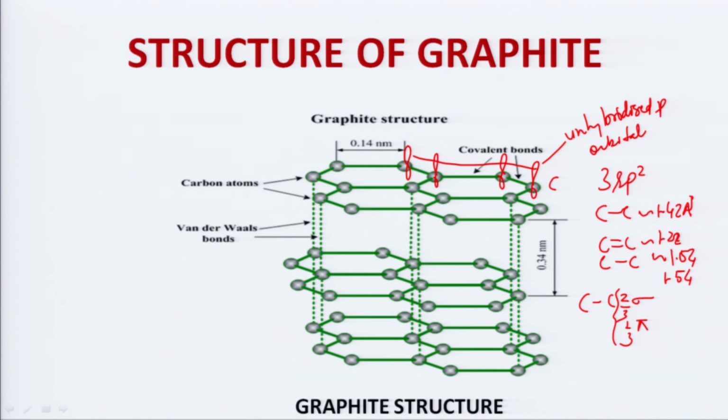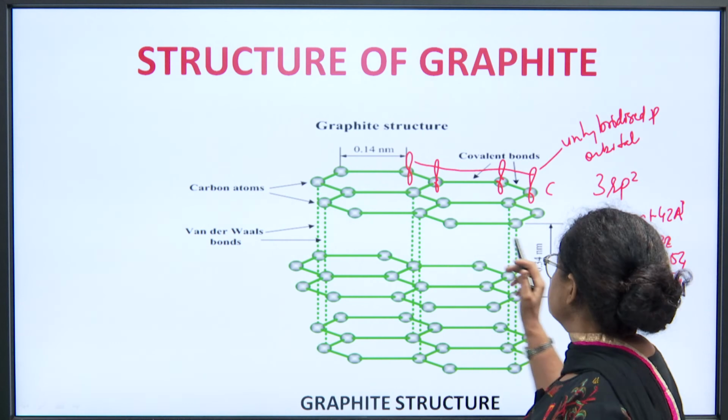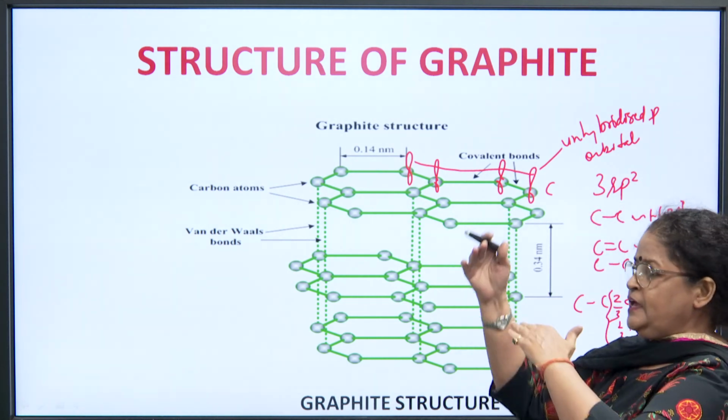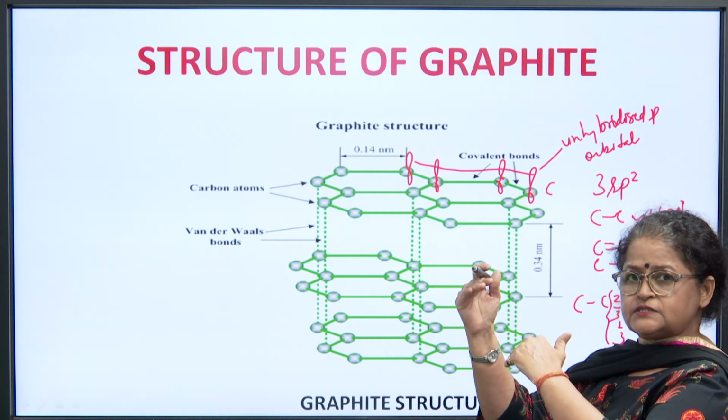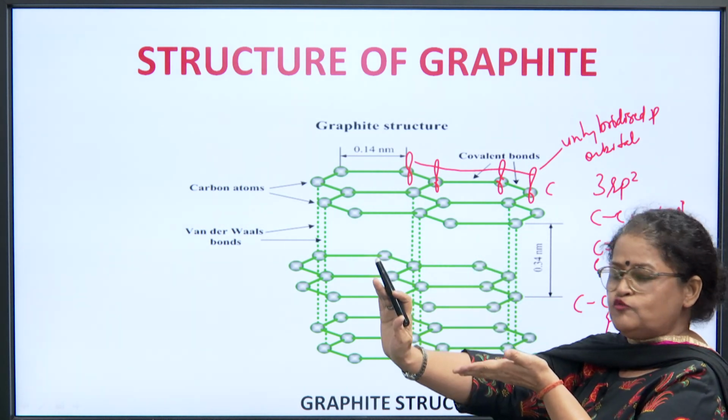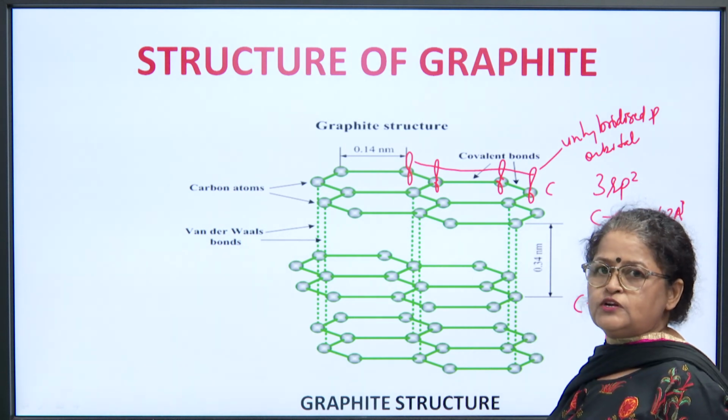Now, the interplanar distance, the distance between the two planes, is 0.34 nanometers, which is much higher than the carbon-carbon bond length in case of graphite. And the two sheets are held together by weak van der Waals forces, therefore they can slip over each other, and that is the reason why graphite is a good lubricant. So a question is asked, a 2-mark question, why is graphite a good lubricant? You can explain it in this way: the interplanar distance is much higher than the bond length. The two sheets are held together by weak van der Waals forces, and therefore they slip over each other on application of force, and hence graphite is a good solid lubricant.